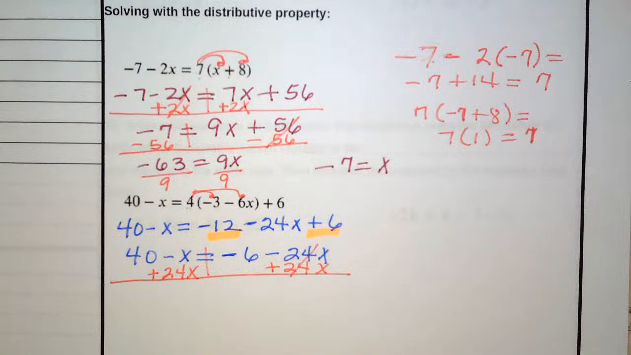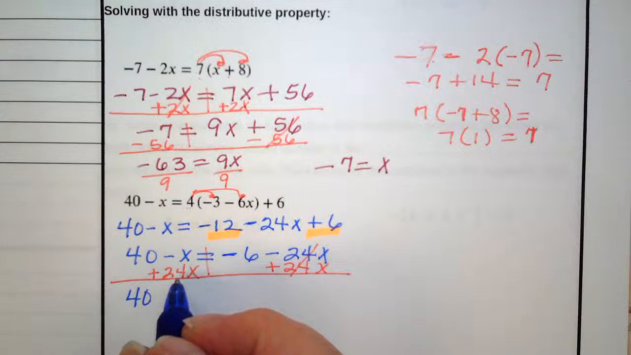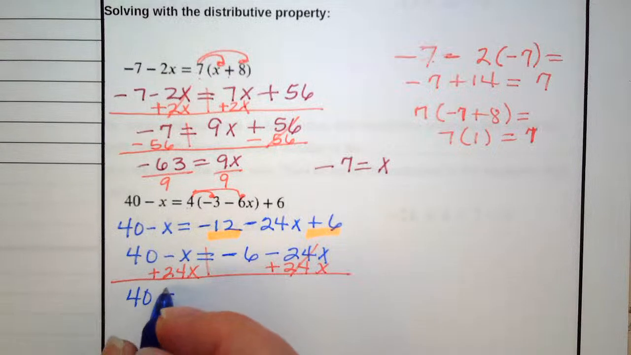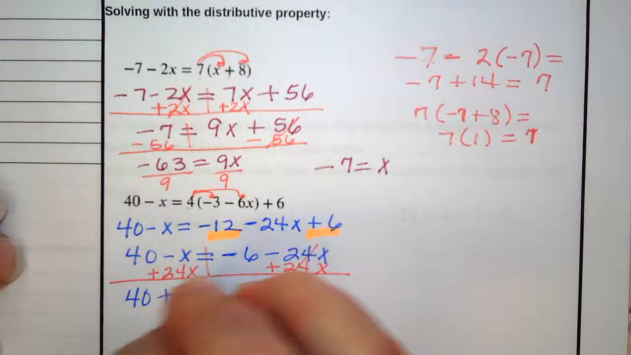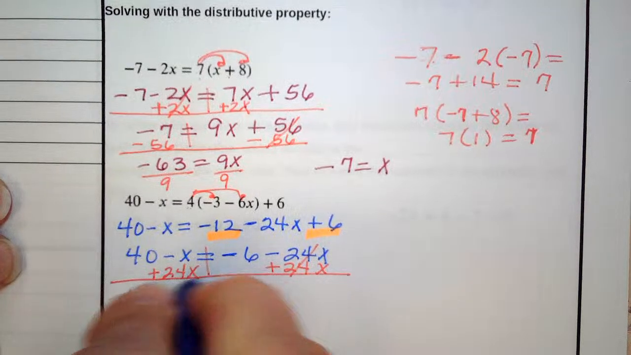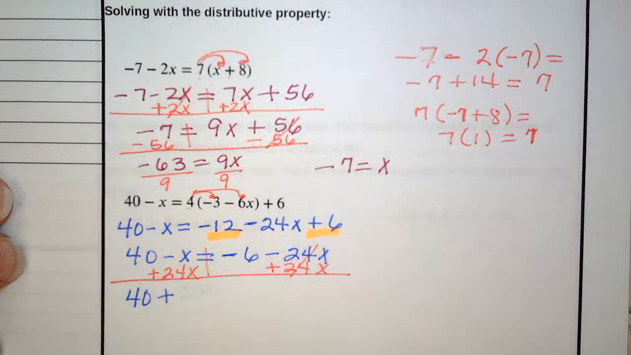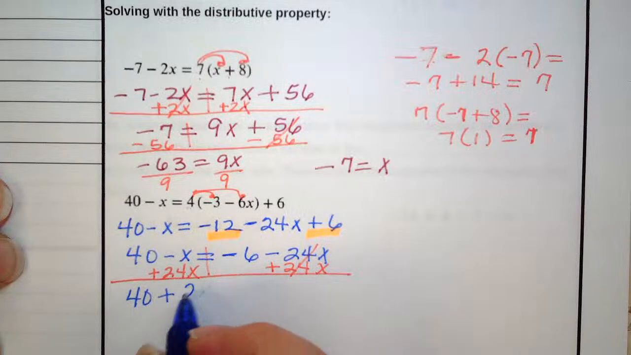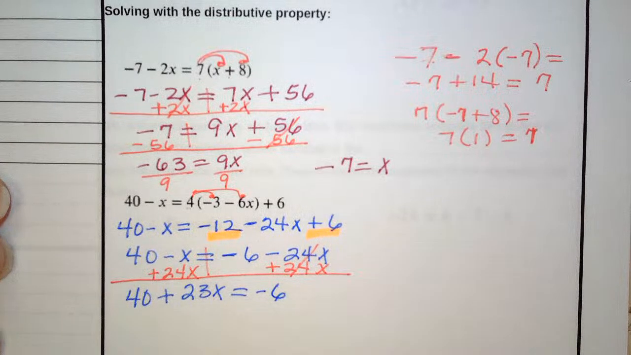40 minus x plus 24x, 24 minus 1, 23x. 40 plus 23x. By adding 24x to both sides, I end up with a positive coefficient, which is easier to work with. And that is equal to negative 6.